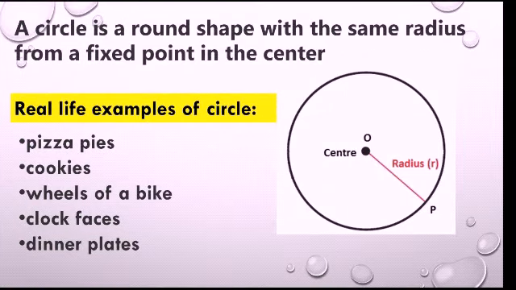Now circle. Circle is also a 2D shape. A circle is a round shape with same radius from a fixed point in the center. See in the picture, O is the center and radius is R. This radius is same at each and every point. So real life examples of circle are pizza, pies, cookies, wheels of a bike, clock faces and dinner plates. These are the examples of circle. So circle is a round shape with some radius from a fixed point in the center.